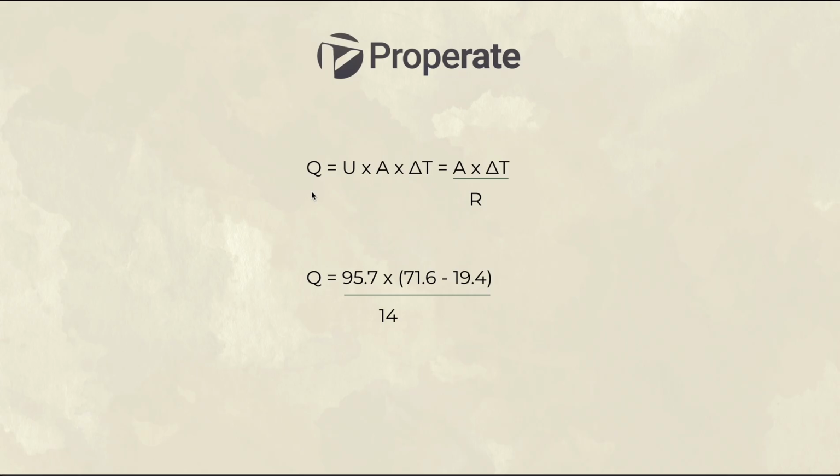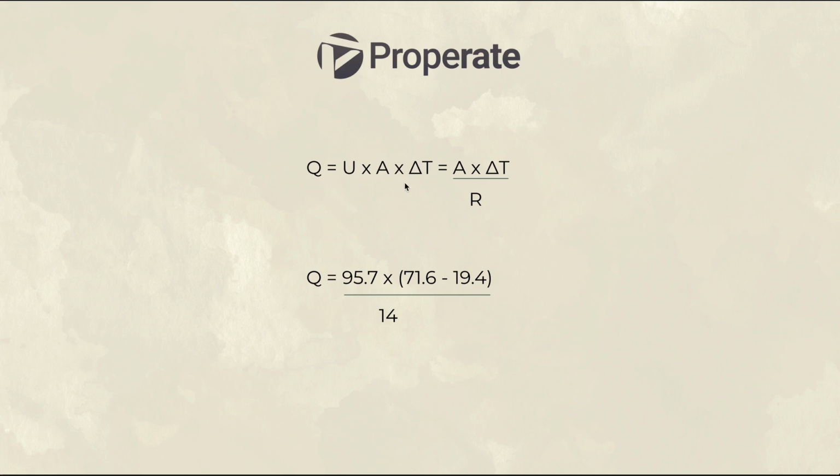Those of you who are familiar with heat transfer formulas have seen this as a very common calculation method: the amount of heat loss from one surface is equivalent to its U value times its area times its delta T.